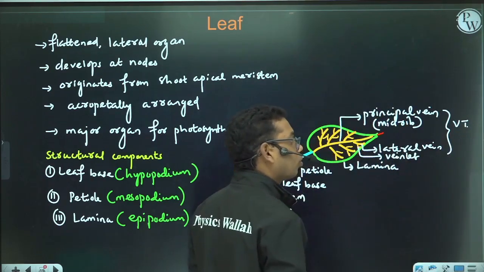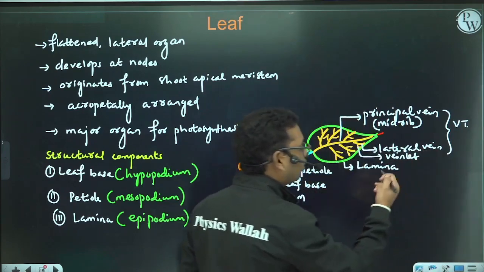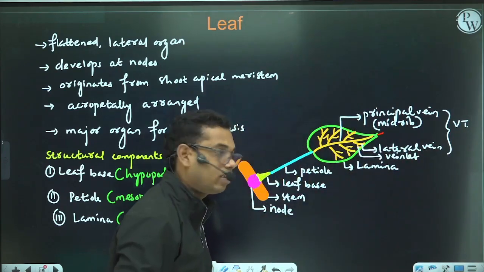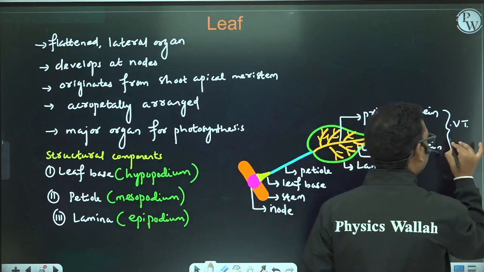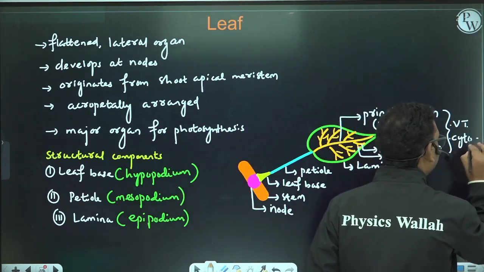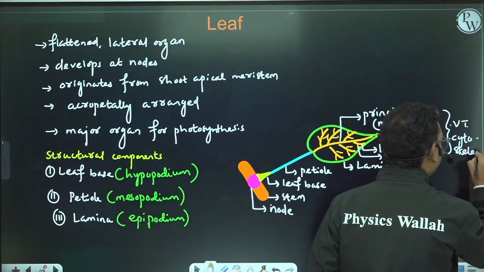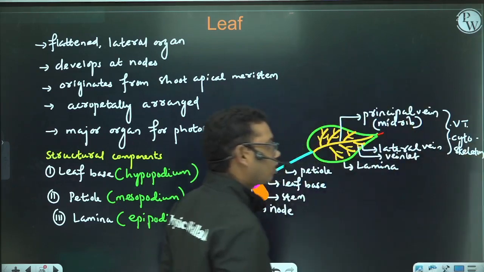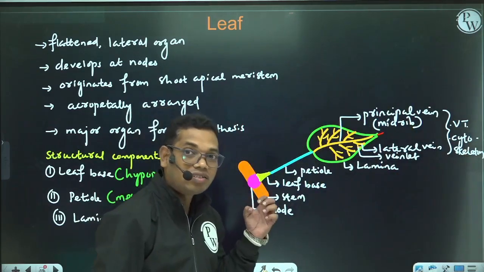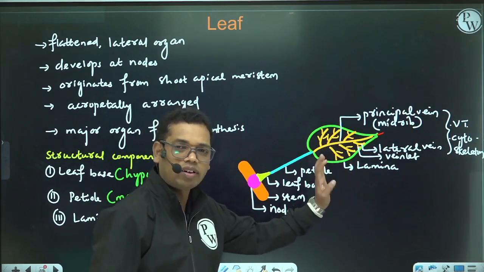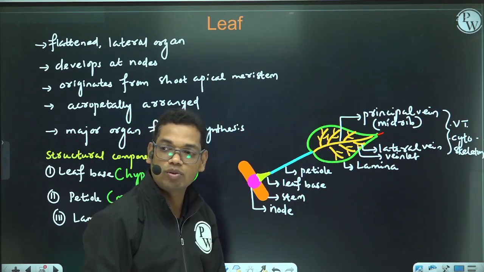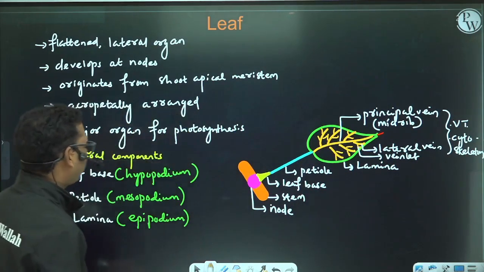They have vascular tissue. Okay, and they act as cytoskeleton. So I will say they act as cytoskeleton. That means they provide rigidity to the leaf lamina. They are responsible for providing rigidity to the leaf lamina.